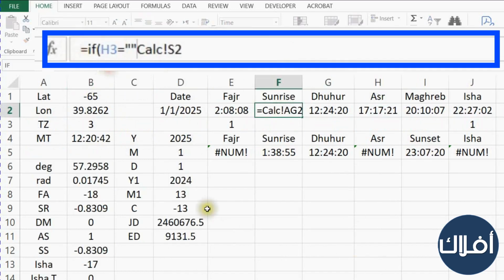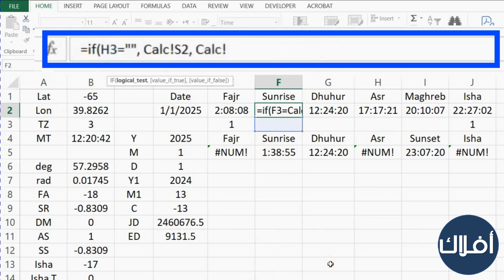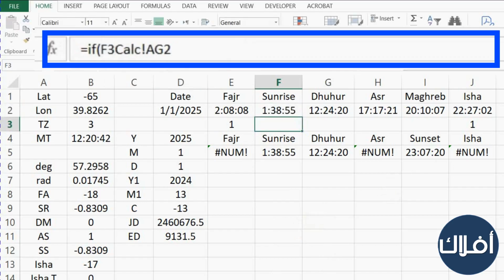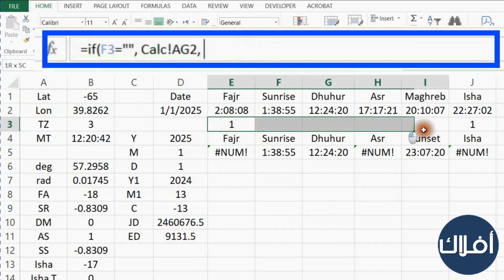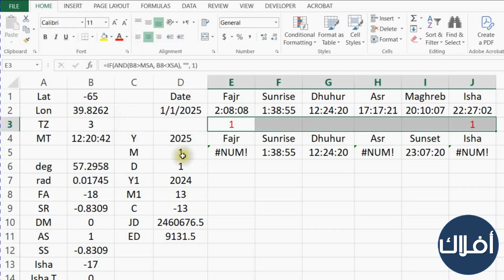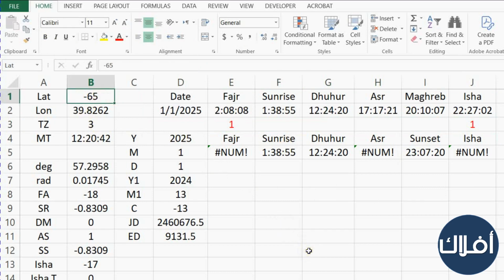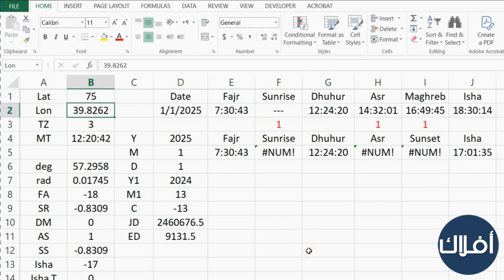And finally, the sunrise time. We'll see if it's a normal case, we'll leave it as it is. But if it's a special case, we will not use the alternative time because it's not a prayer time. We'll just put 3 dashes. And by that, we have finished determining the special cases and one of the ways to deal with them. And it's better to change the font color here to red. Now, anytime you change the latitude or the date, we'll see if there are special cases. And whenever we have special cases, we will use the time based on the alternative latitude.